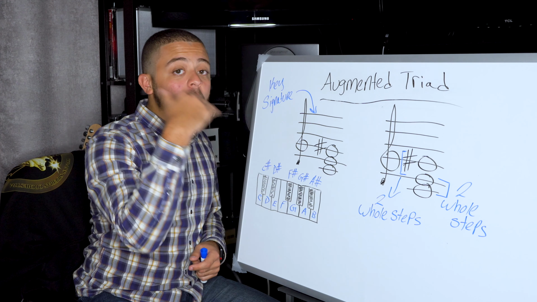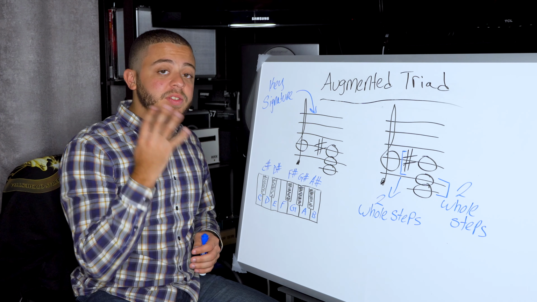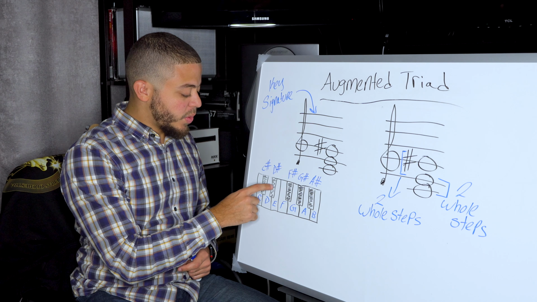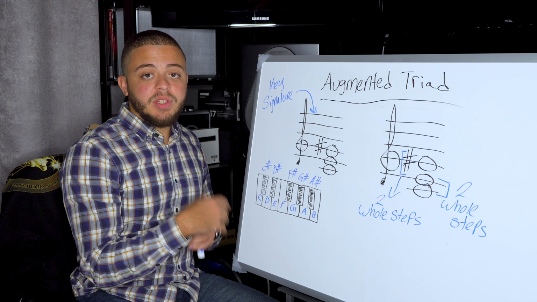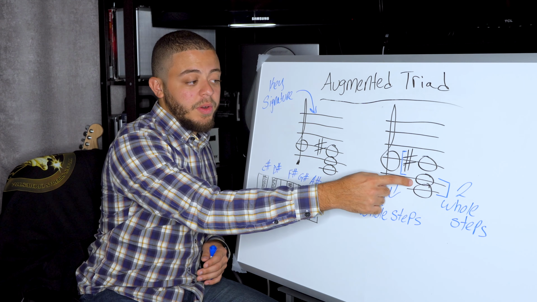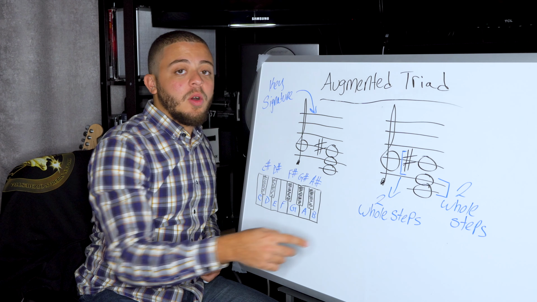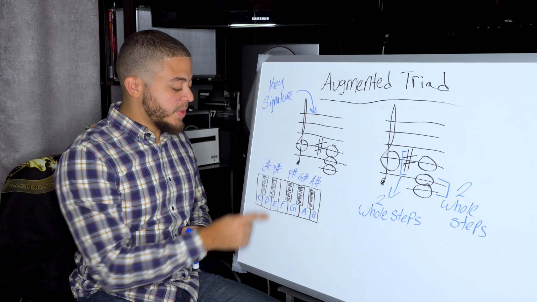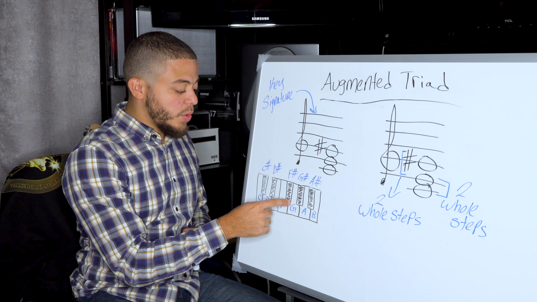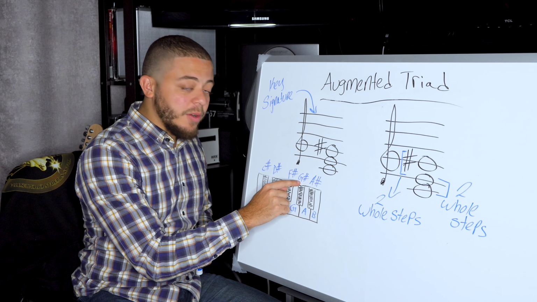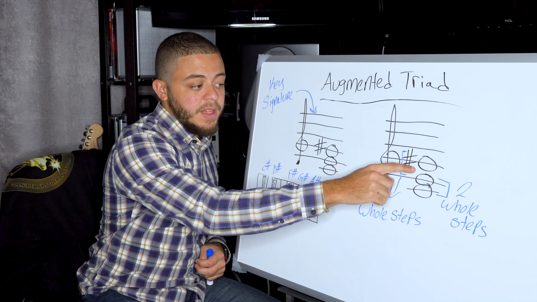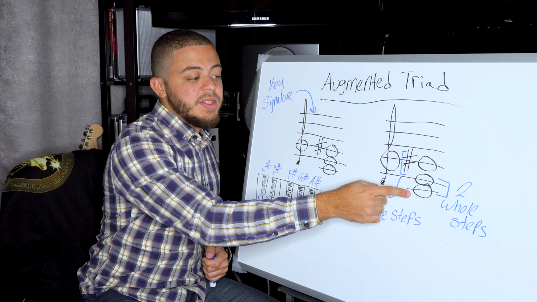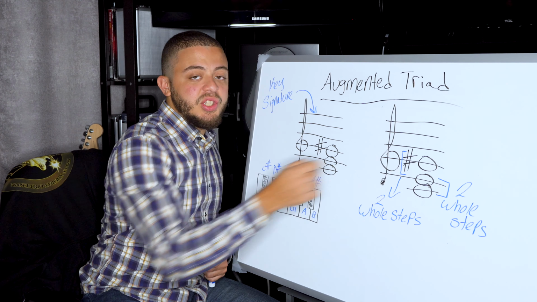So from C, we're going to go up 2 whole steps, which is equivalent to 4 half steps. So from C, we're going to go 1, 2, 3, 4, and we reach the note E, which is our third. Now from E, we're going to go up 2 more whole steps, which is equivalent to 4 half steps. 1, 2, 3, 4, and we reach G sharp. That is our fifth. So the augmented triad is going to be C, E, and G sharp.